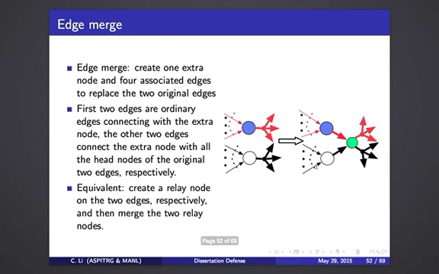Our fourth combination operation is edge merge. So when two hyperedges from two networks are merged, we create one extra node and 4 associated edges so that the upper two edges can replace the red edge here, and the lower two edges can replace the black edge here. So it is equivalent to create two relay nodes on the two edges here, and then merge the two relay nodes. So it becomes the equivalent graph here.